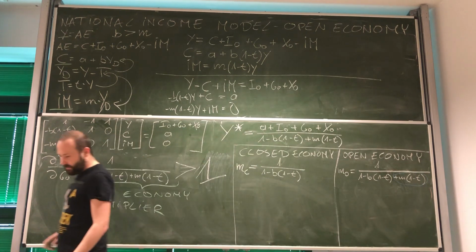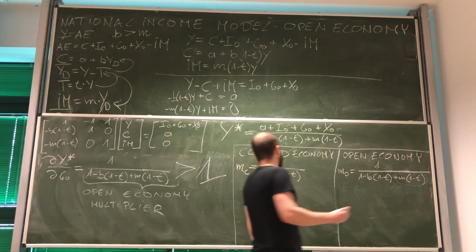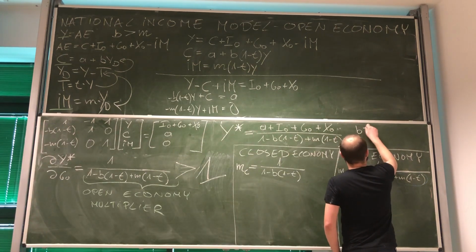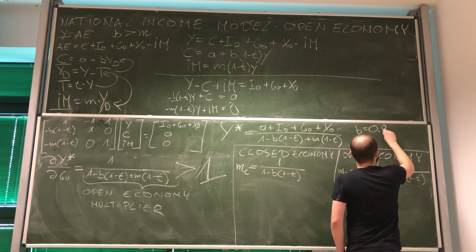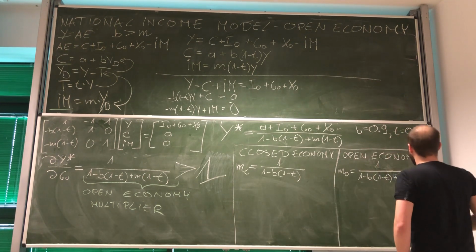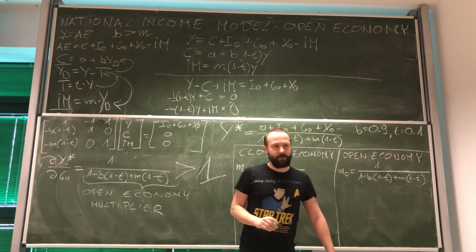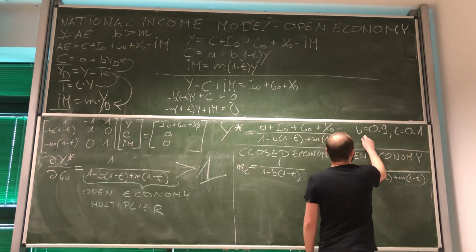Okay, let's do this on a very simple example. Let's just say that b is 0.9, t is 0.1, and m is 0.2.